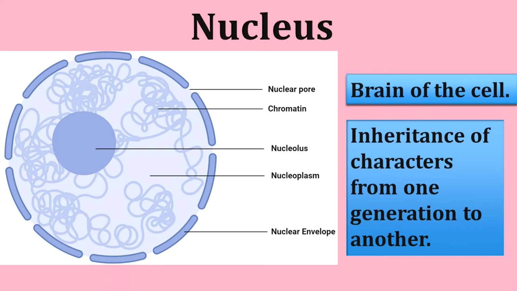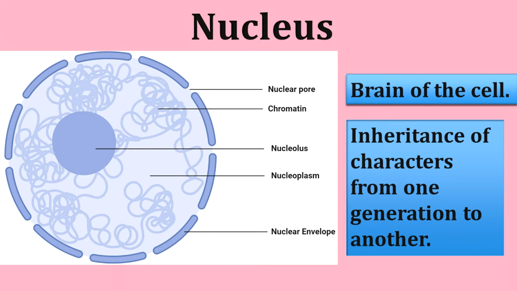Now we are going to learn about the important cell organelle, the nucleus. Both plant cell and animal cell have a nucleus. Now let's see the structure of the nucleus. The nucleus is surrounded by a double membrane called the nuclear envelope or nuclear membrane. Inside the nuclear membrane, a jelly-like fluid is present. It is called nuclear fluid or nucleoplasm. In the nucleoplasm, one or two nucleoli along with the chromatin body are present.